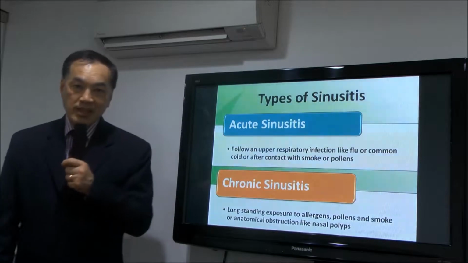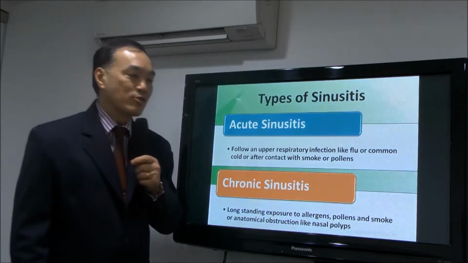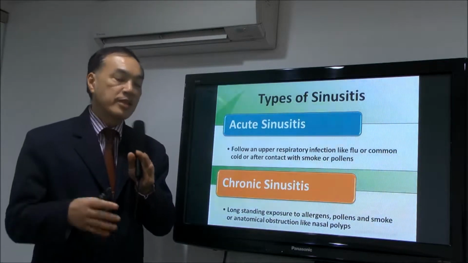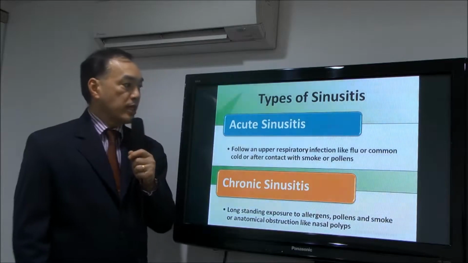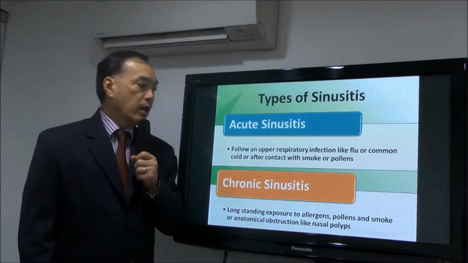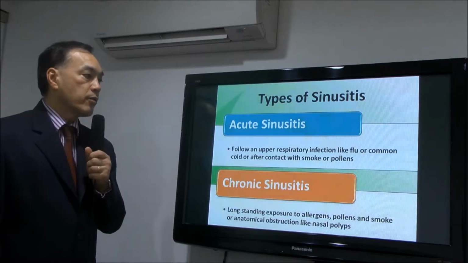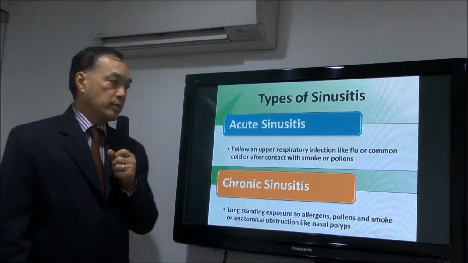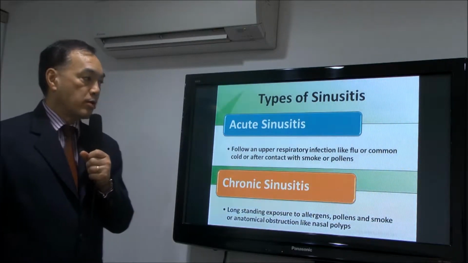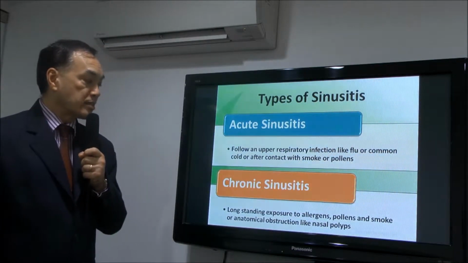There are two types of sinusitis. Some people just call it sinus, but that's not the correct medical term. Adding "itis" means inflammation of the sinus, which is that area. So acute sinusitis and chronic sinusitis are the two types. Acute follows an upper respiratory infection, like flu or common cold, and contact with smoke or pollens can also increase our chance of getting sinusitis.